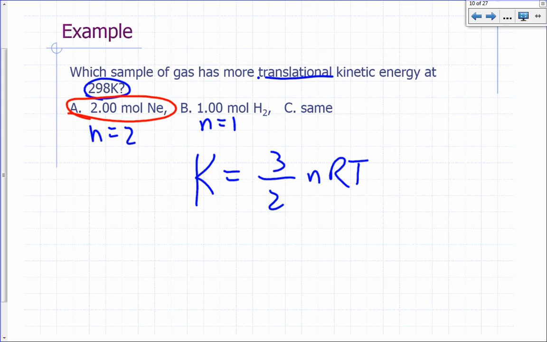Neon will have more translational kinetic energy. Okay? Bigger n, same T, same RT, same 3/2 here. So the bigger the n, the more translational kinetic energy.